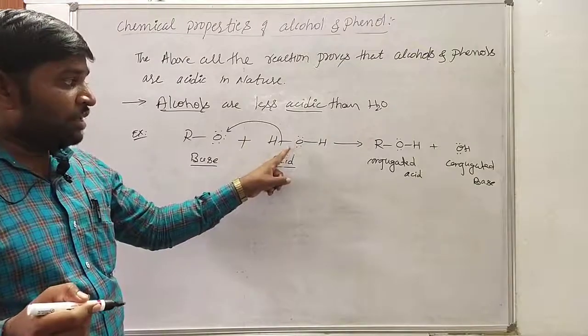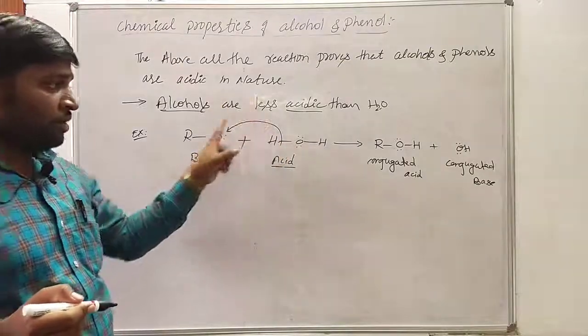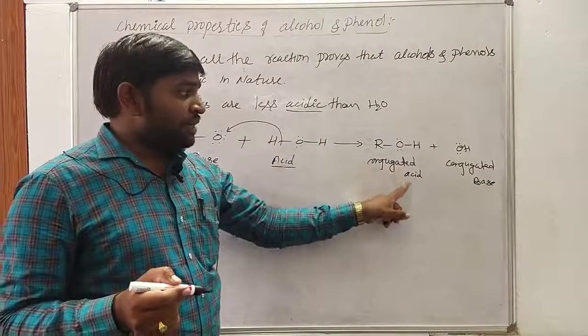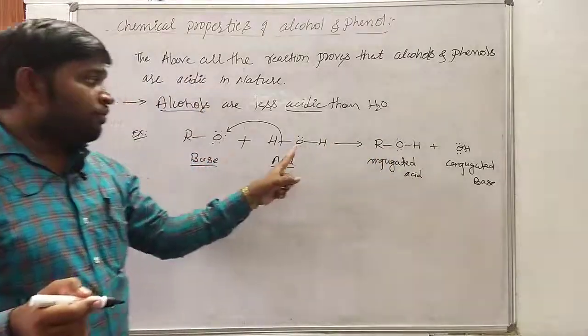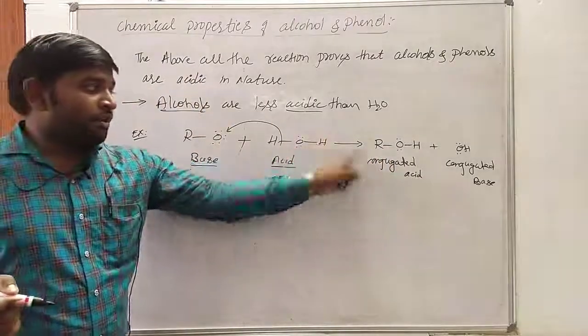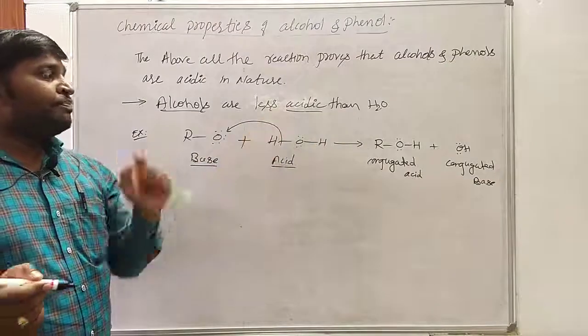This is more acidic. Why? Because it provides the proton to this alkoxide molecule. That's why this forms the conjugate acid, that is alcohol. So from water, the conjugate acid is formed. That's why water is more acidic than alcohols.